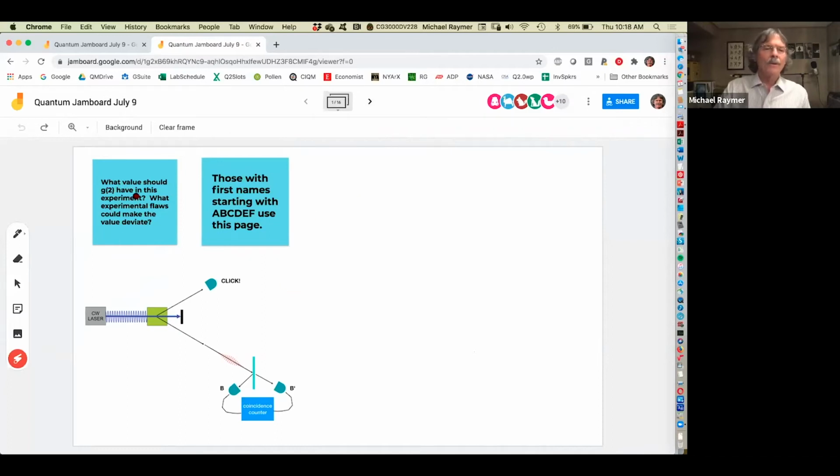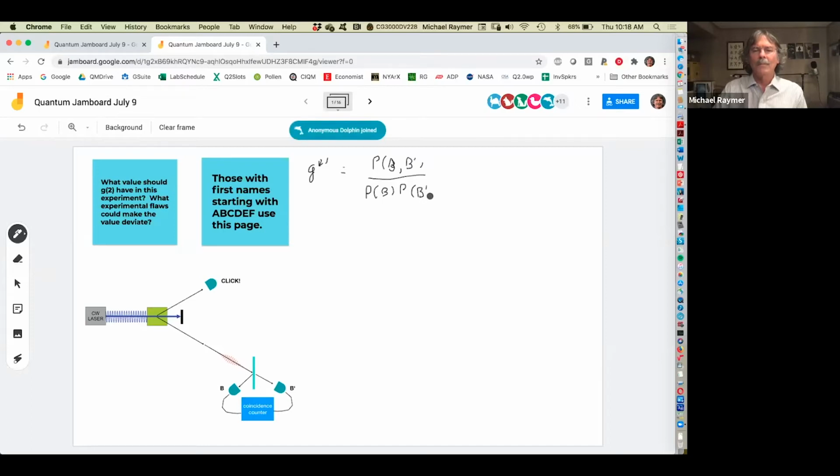And the question is over here, what value should G2 have in this experiment? That's easy, right? But what experimental flaws could make the value deviate from what it should be? So remember, G2, I should have shown the formula. G2 equals the probability that B and B prime will click divided by the probability that B will click and the probability of B prime, but that's given that A clicks. Okay, so what value should this quantity have, ideally, and what could make it deviate from that?